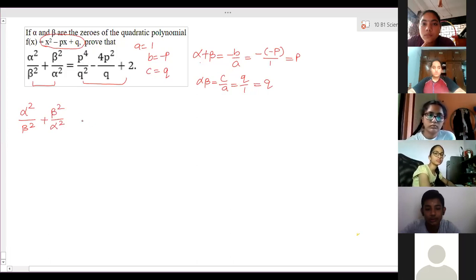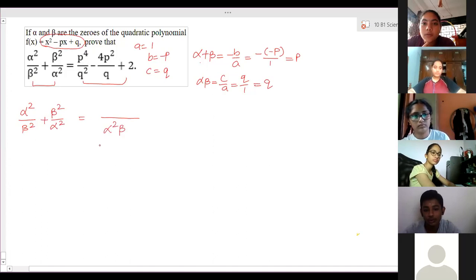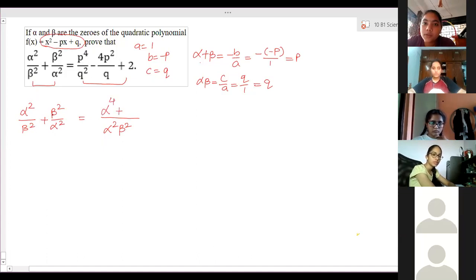So now, first we have to simplify this by taking the LCM. The LCM will be alpha square beta square. In this case the denominator is beta square, so this fraction we have to multiply with alpha square. So this will become alpha to the power 4 plus beta to the power 4.